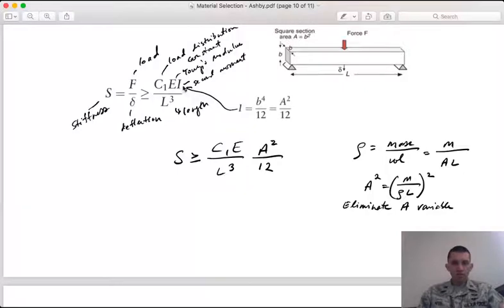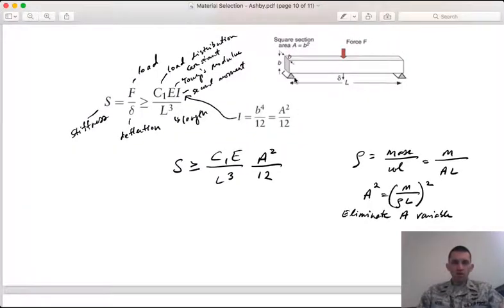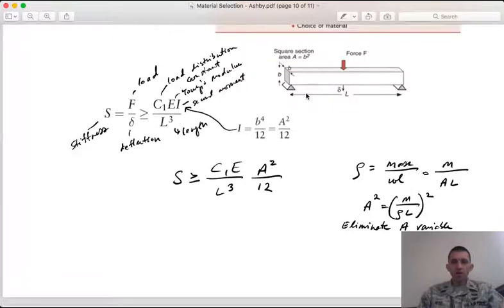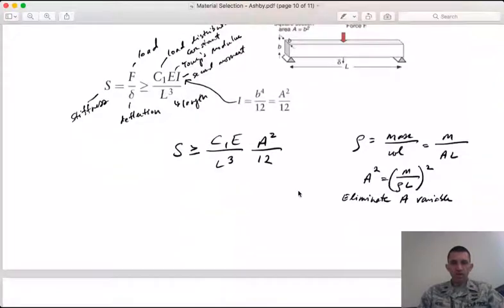We've substituted the second moment for our horizontal geometry, and here's where if we had, say, an I-beam, this would just be a different value. But here we have a rectangular cross section, actually a square cross section. So it simplifies to a squared, the cross-sectional area squared divided by 12.